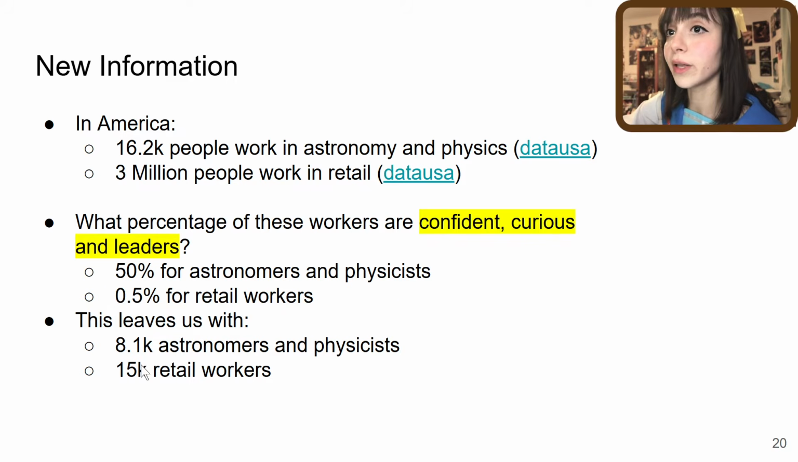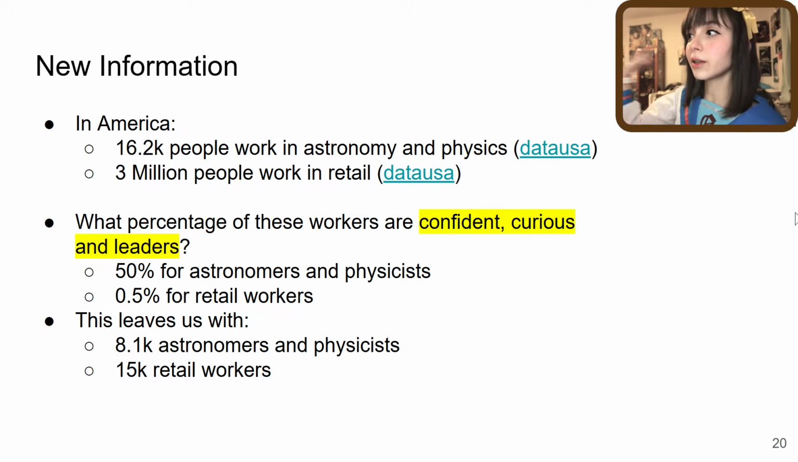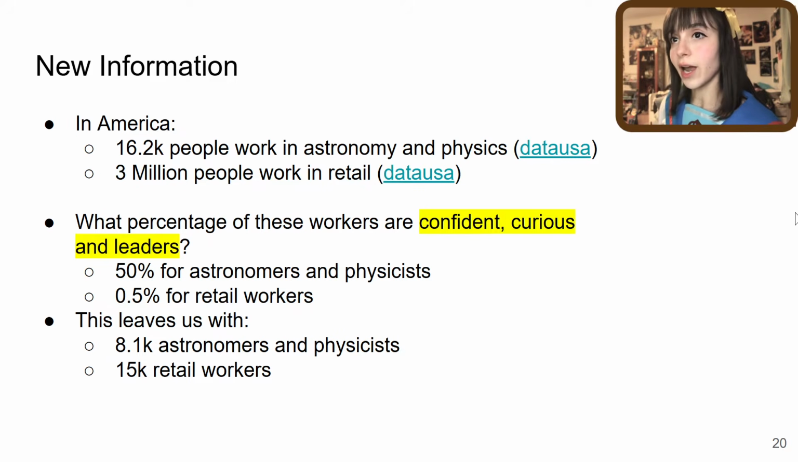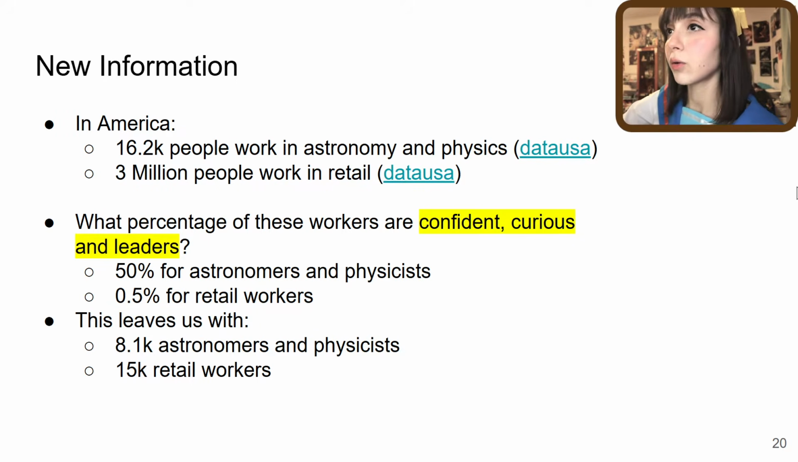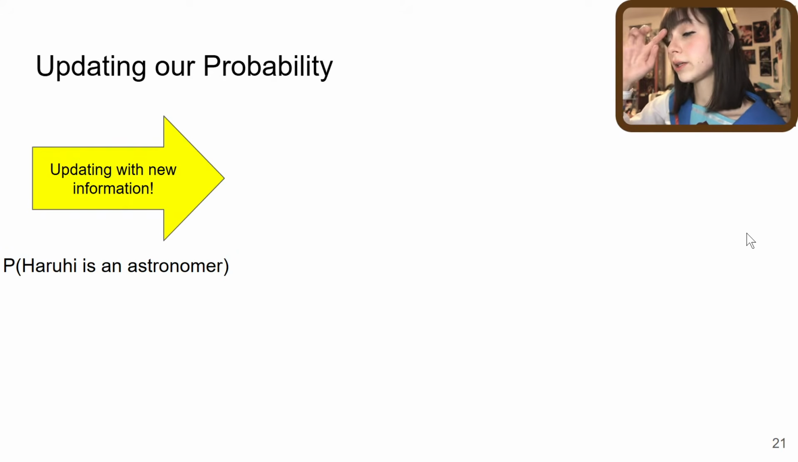That leaves us with about 8.1 thousand astronomers and physicists and about 15,000 retail workers. So we're introducing a little bit of new knowledge. So we actually have a lot less people than we initially thought. We actually only really need to mainly think about the people that share these particular qualities.